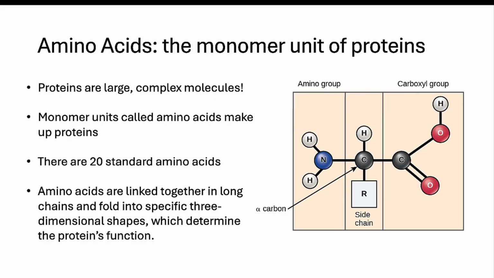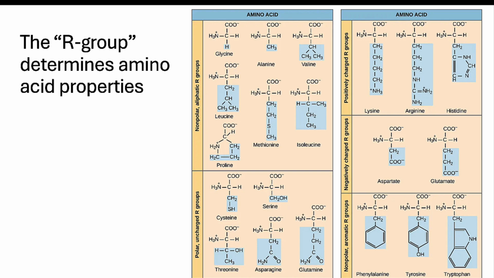There are 20 standard amino acids, and these amino acids link together in long chains and fold into really specific three-dimensional shapes. And it's the structure of these amino acids that are the beginnings of why they have such complex functions and structures. And so here are the different R groups, right? This is by no means something that you need to memorize, but it is here to show the diversity in the different R groups, as well as how we can classify them, right? Are they polar? Are they non-polar? Are they charged? This will determine protein structure, depending on how the amino acids are added together.